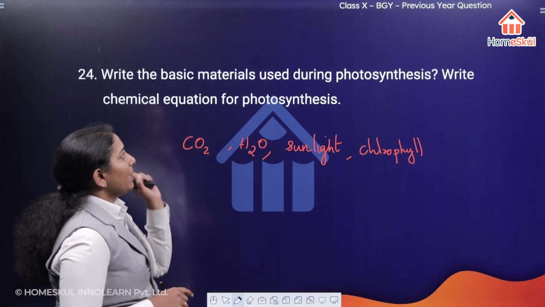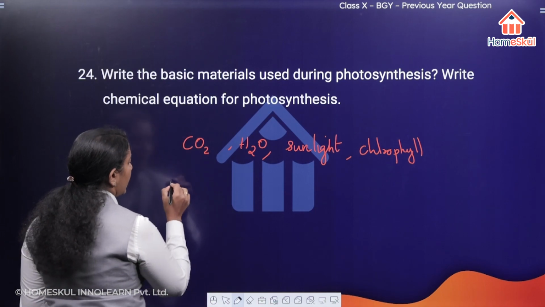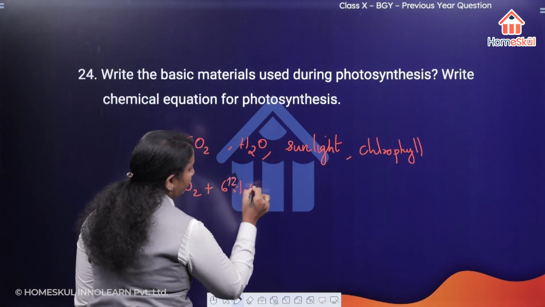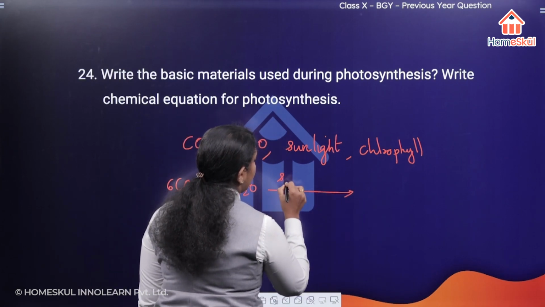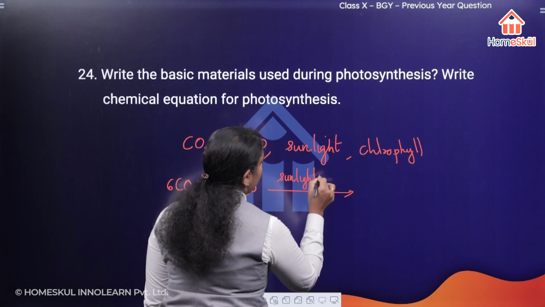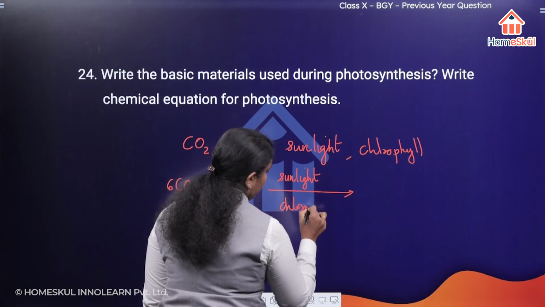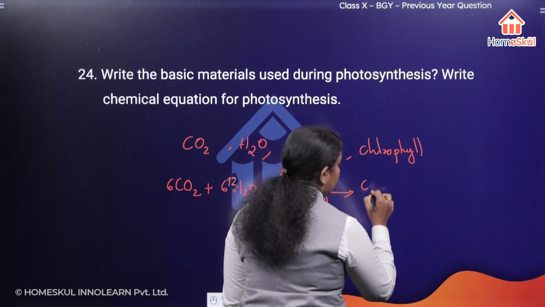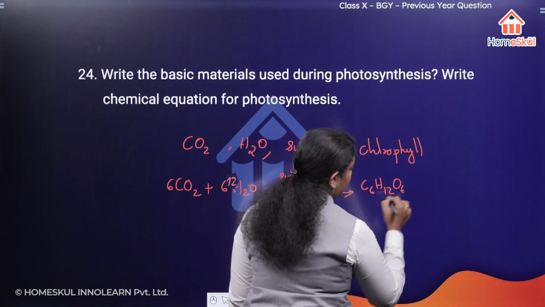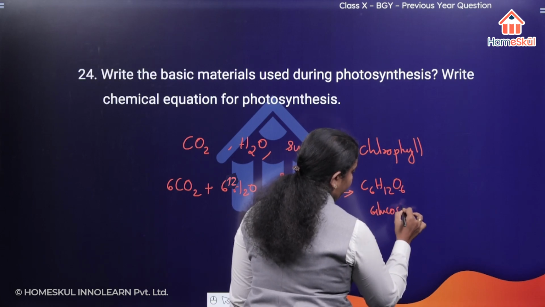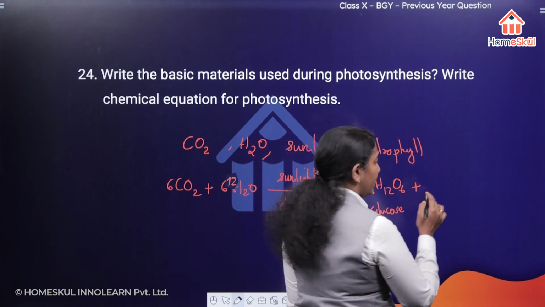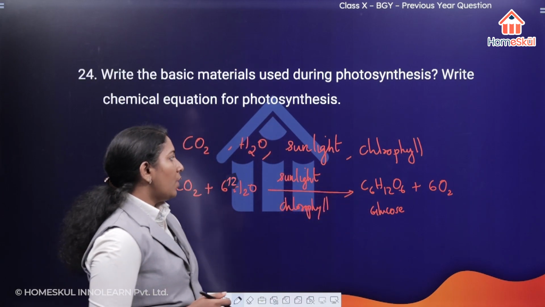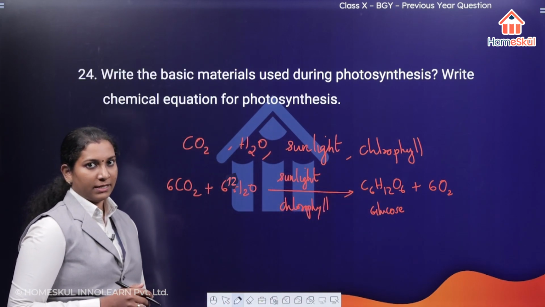And write the chemical equation for photosynthesis that you know. 6 molecules of carbon dioxide plus 12 molecules of water, in presence of sunlight and chlorophyll, will synthesize the main photosynthetic product, glucose, C6H12O6, plus oxygen is released, 6 molecules of oxygen. And some amount of water is also released. So this is the equation for photosynthesis.